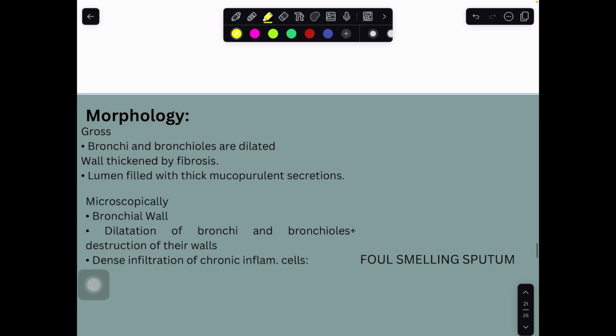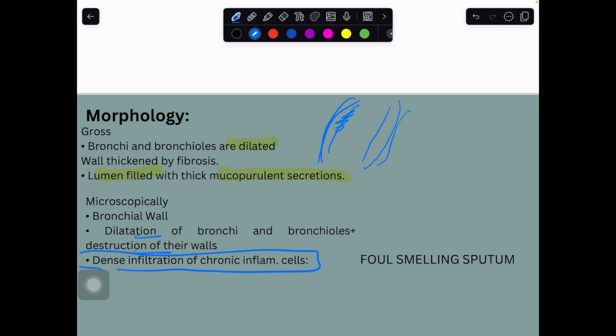Morphology: obviously the bronchioles are dilated and the lumen is going to be filled with mucus secretions. The wall will be thickened by fibrosis, because the elastin is being replaced by fibrous tissue. Microscopically, again, dilation, destruction of the walls, and there is a very important dense infiltration of chronic inflammatory cells, because of the infection that happened.